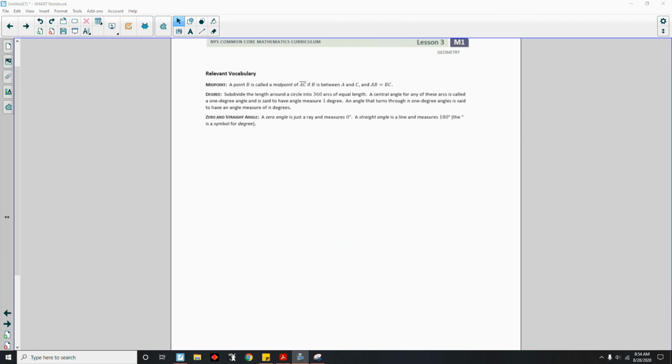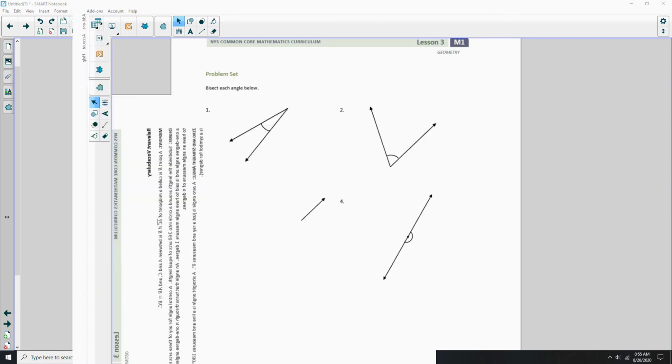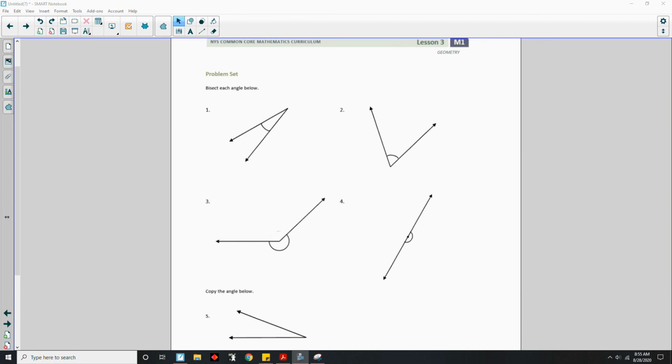Okay, page 5 brings us to relevant vocabulary. Midpoint, degree, zero, and straight angle. I'm not going to read these to you. Pause the video, read the vocabulary, make sure you understand, draw a diagram to try to understand them, and learn the vocabulary. Okay, page 7 brings us to the end of lesson 3. Go to your problem set.